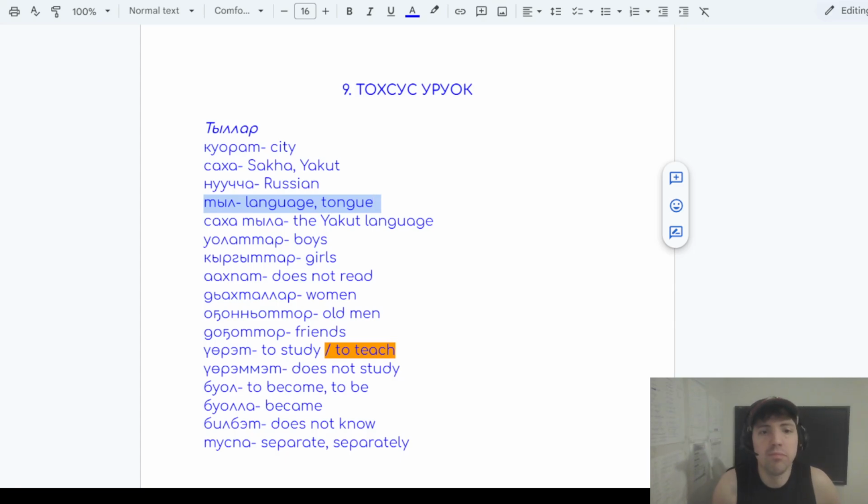Same thing. Did y'all know that language is Latin for tongue or French? Here, they have us saying language and tongue, like it's two different things. It's the same thing, and it's the same thing in Sakha too. If you want to talk about the tongue, it is tul. If you want to talk about a language, it is also tul. Okay. Sakhatala, the Yakut language.